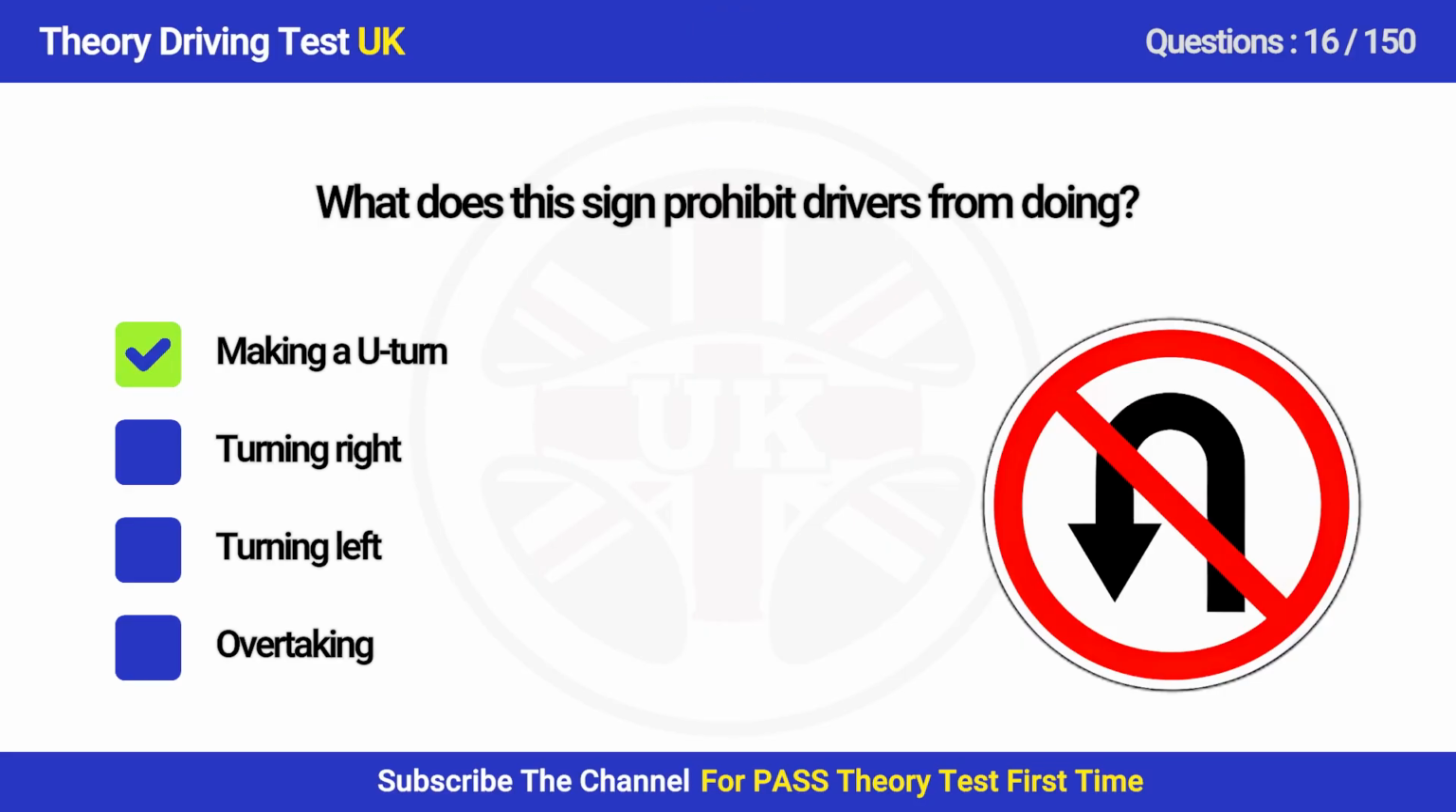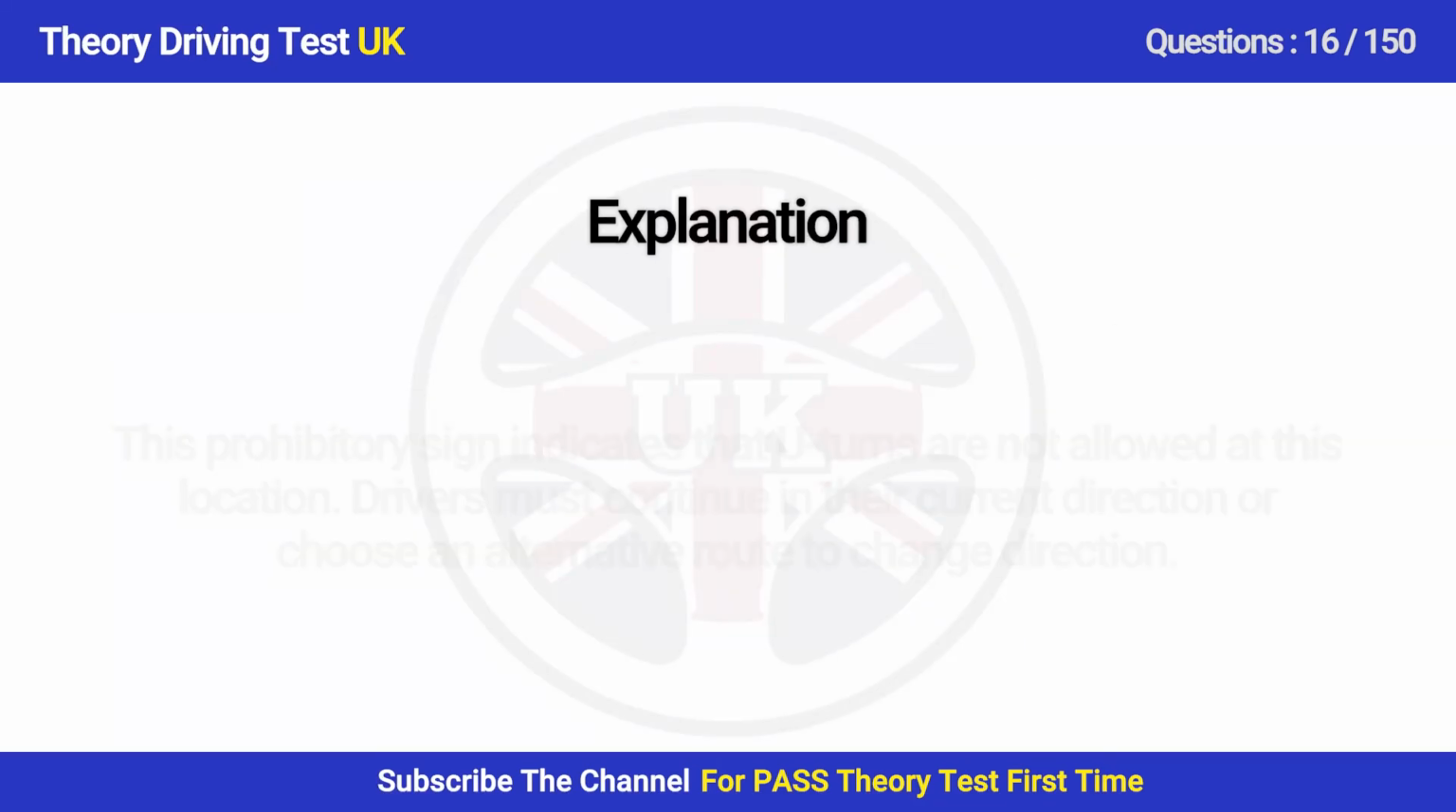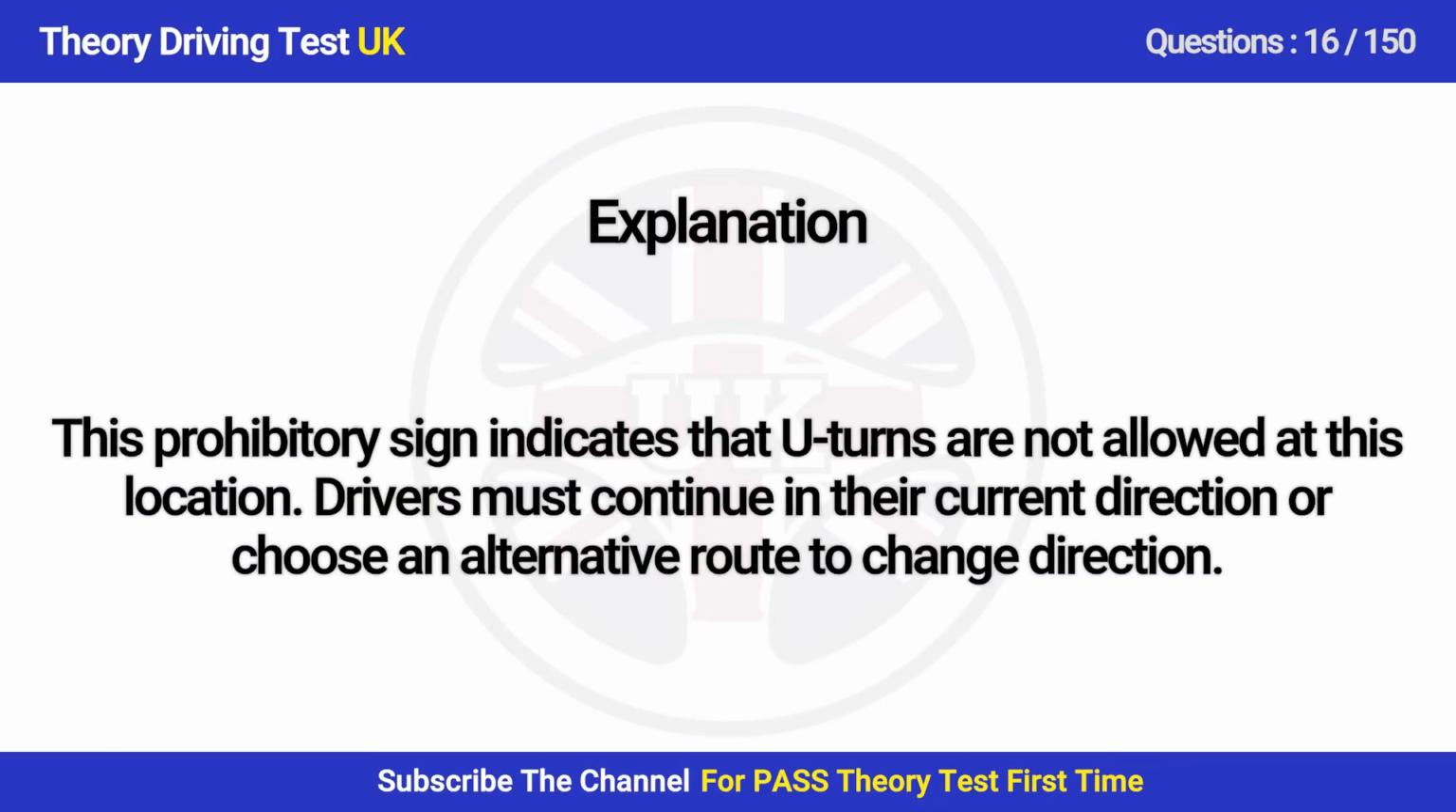Answers is A. Making a U-turn. This prohibitory sign indicates that U-turns are not allowed at this location. Drivers must continue in their current direction or choose an alternative route to change direction.